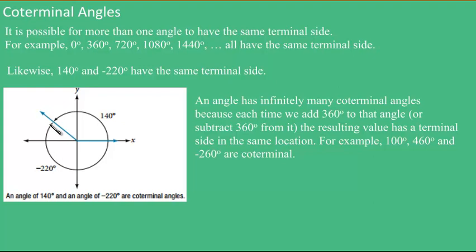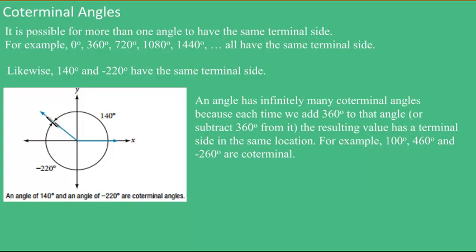Now for every angle, there is an infinite number of coterminal angles, because all we need to do is go adding or subtracting 360. So for example, let's look at 0 degrees. 0 degrees is the same as 0, 360, 720, 1080, 1440. If you had 100 degrees, you add 360 to it, you get 460. You subtract 360, you get minus 260. So these are all coterminal angles.